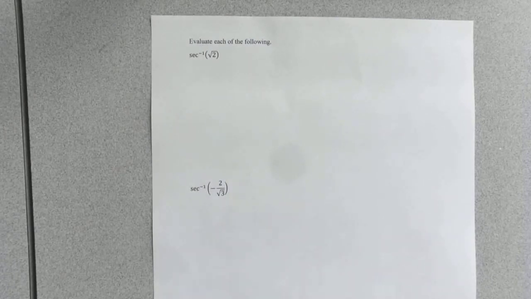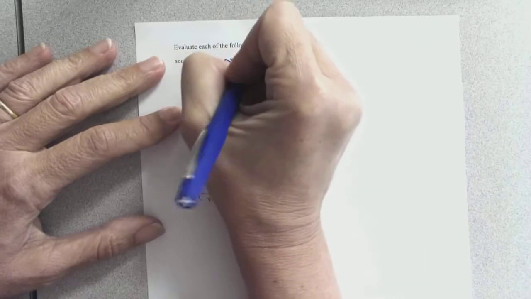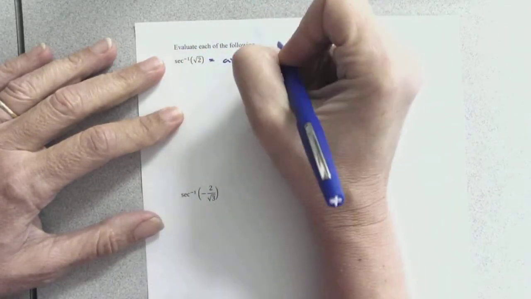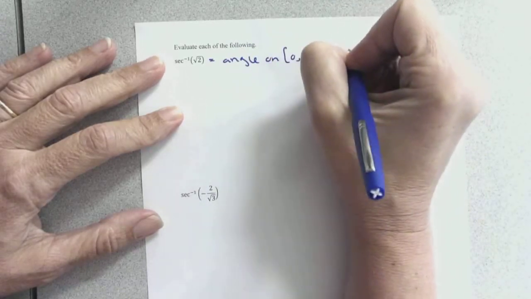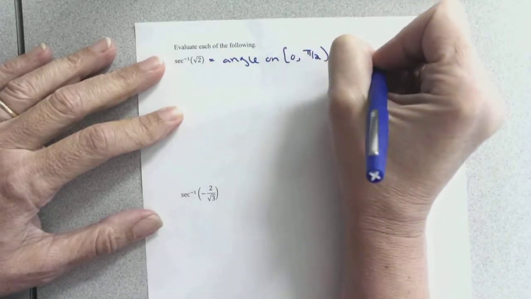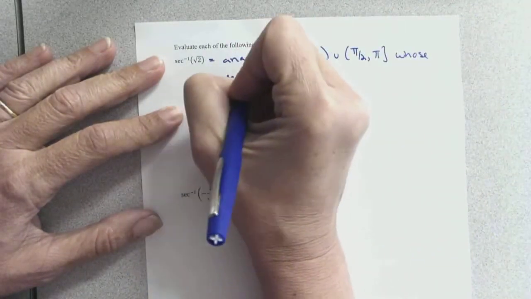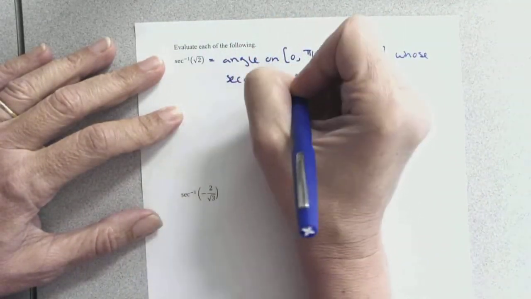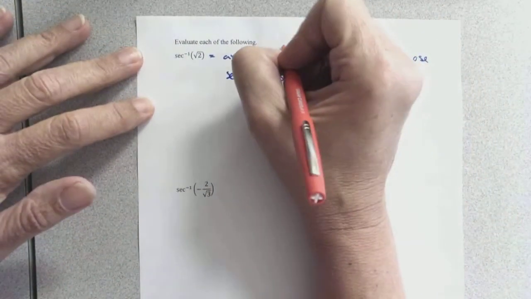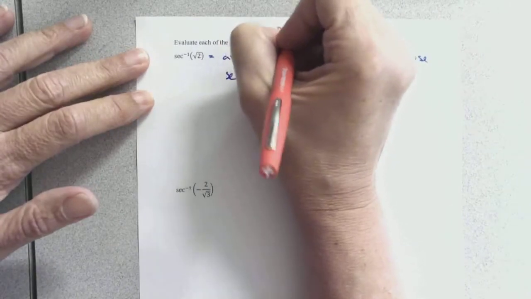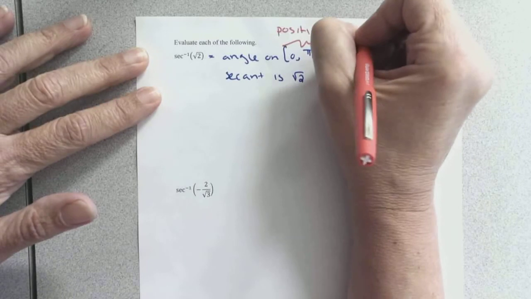So, secant inverse of square root of 2. That is saying that it's equal to the angle on 0 to pi over 2, and then pi over 2 to pi, whose secant is square root of 2. Now, as far as remembering these things, this first interval, those are your positive values. And the second interval are your negatives.